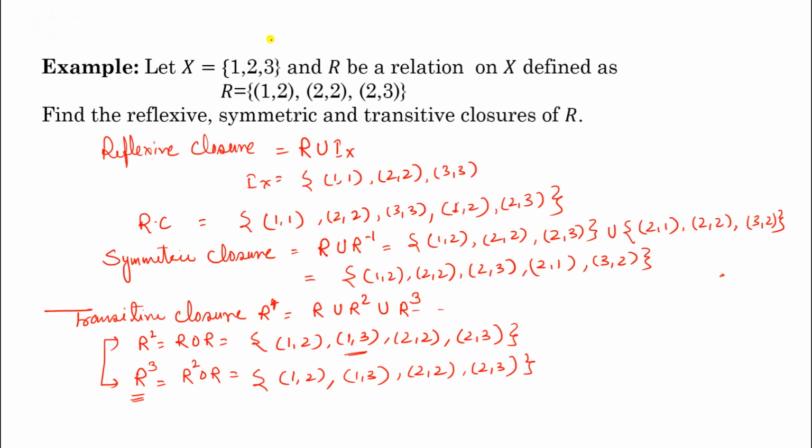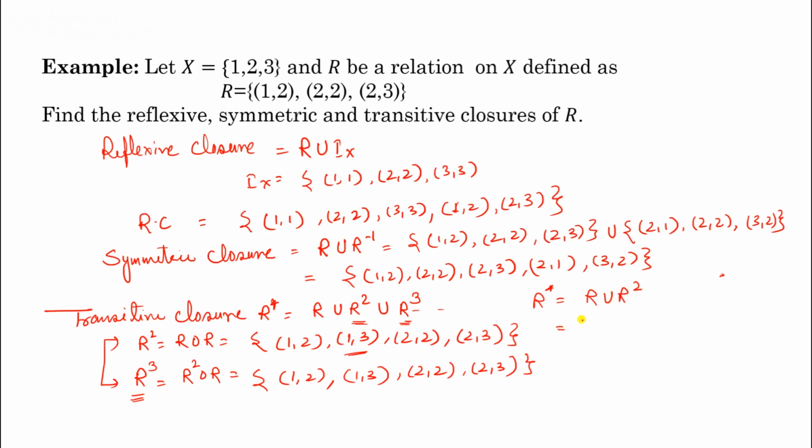It may be possible, if more than 3 elements are there, suppose 10 elements are there, and we are getting r square same as r cube and r4. It means the next ones, r4 and r5, will be the same, so no need to go further. You can terminate the process at the point where you get the same relations. So here we have now r and r square. We need to take only r and r square because r square and r cube are same. So r star you can write as r union r square only.